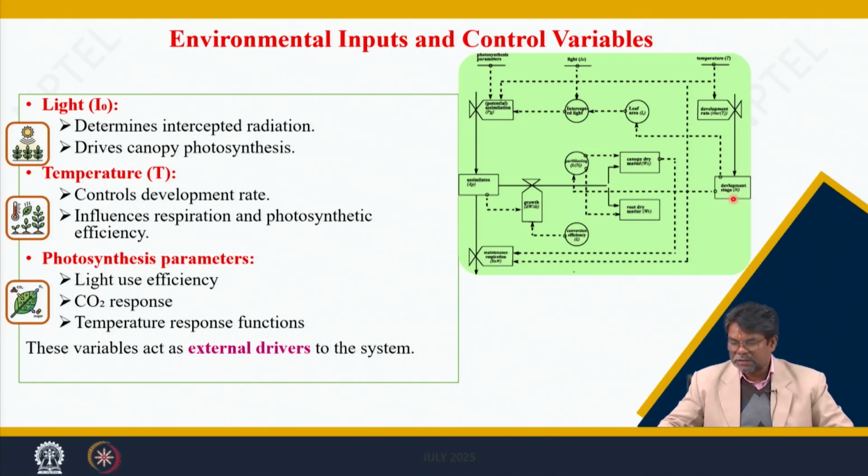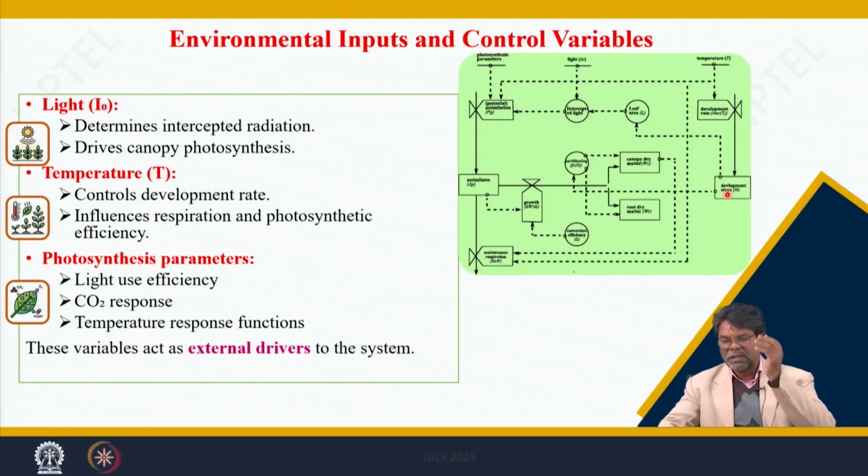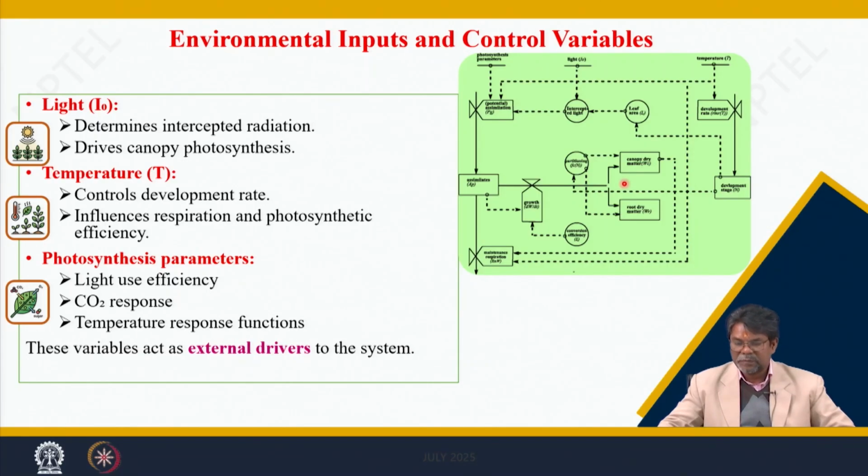This developmental stage also regulates leaf area index, because leaf area index will change with the developmental stage. Then we discuss partitioning, because the partitioning of biomass to the root and the shoot is also a function of the developmental stage, that is, how much is partitioned to the canopy dry matter and the root dry matter. So, that will be coming.